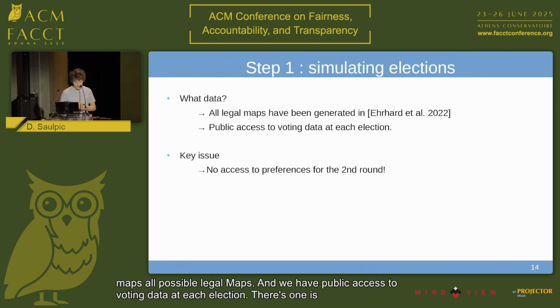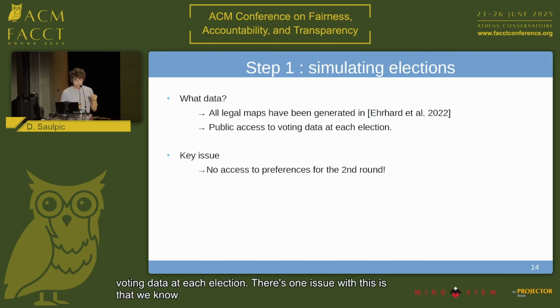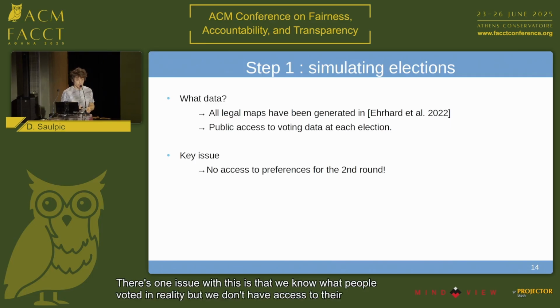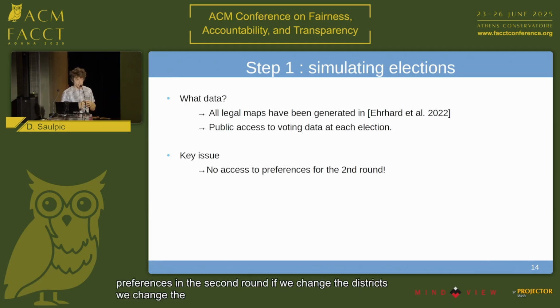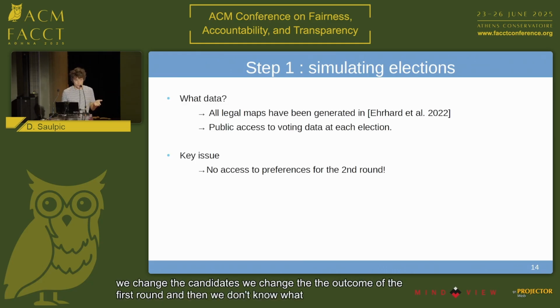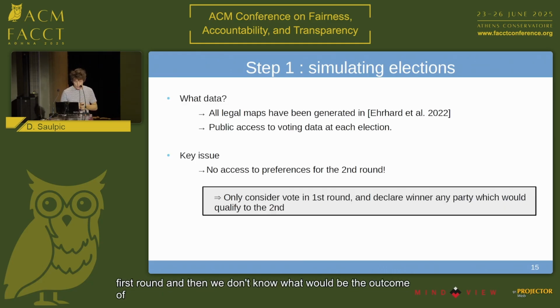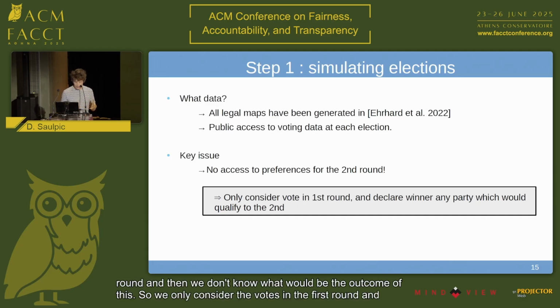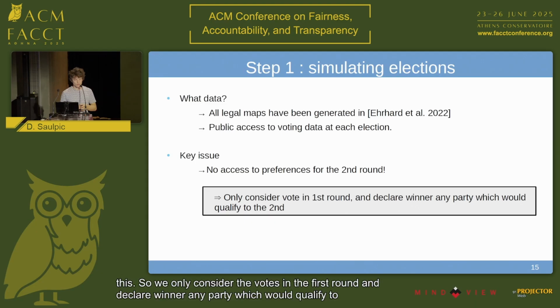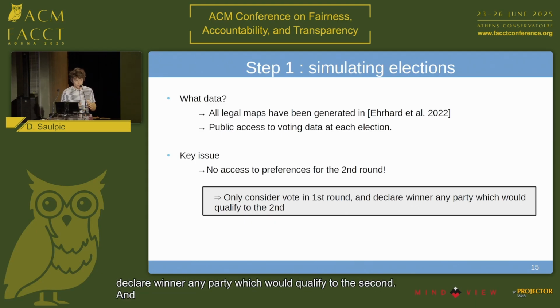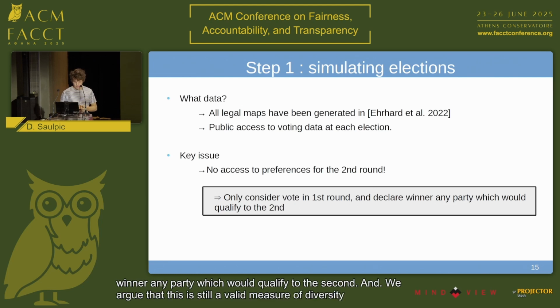There's one issue with this, which is that we know what people voted in reality, but we don't have access to their preferences in the second round. If we change the districts, we change the candidates, we change the outcome of the first round, and then we don't know what would be the outcome of this virtual second round. So we only consider the votes in the first round and declare winner any party which would qualify to the second. And we argue that this is still a valid measure of diversity of the outcomes.